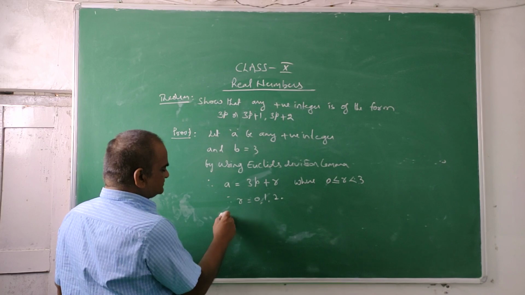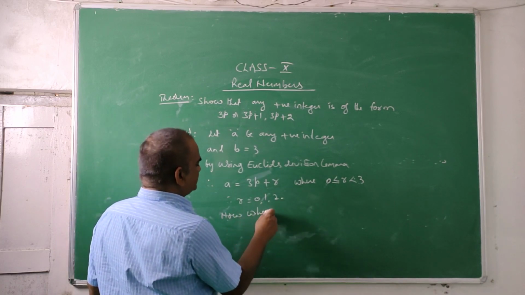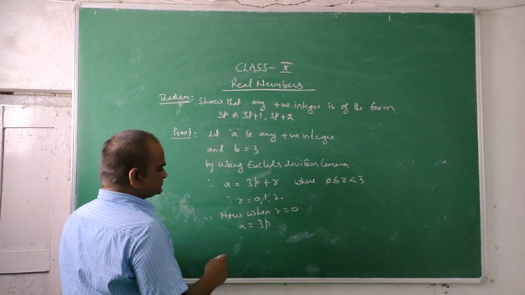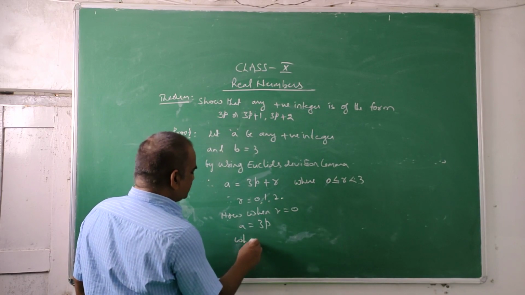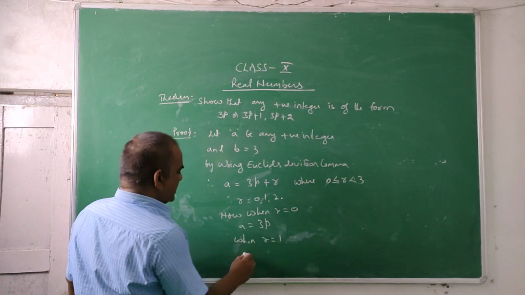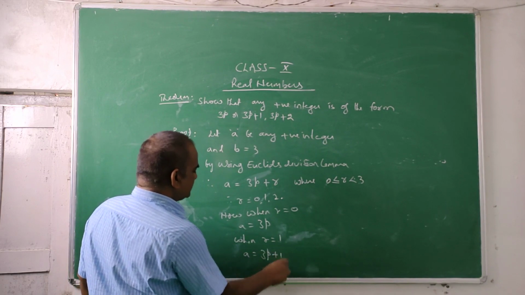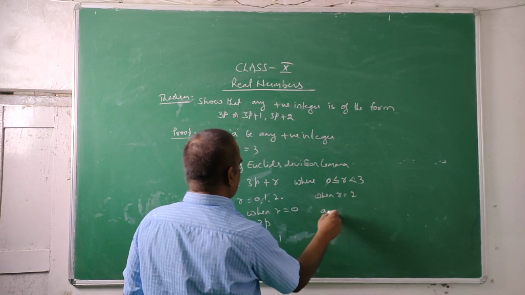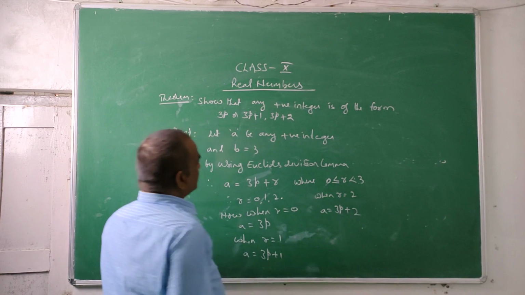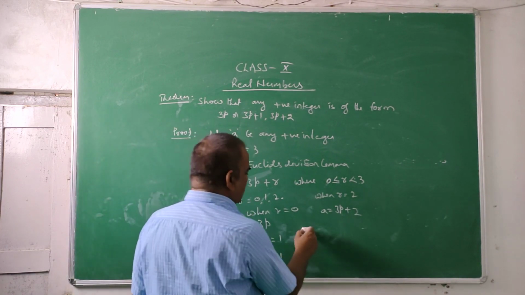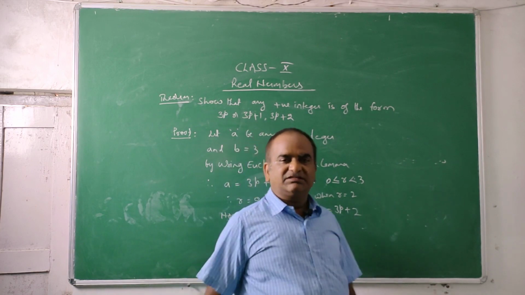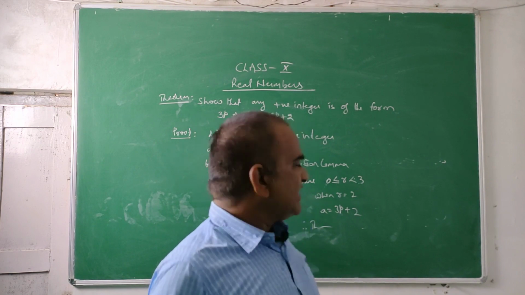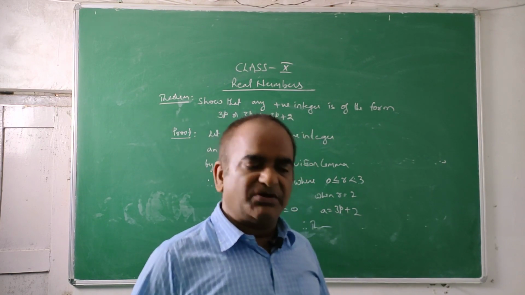So now when r is equal to 0, you get a is equal to 3p. Now when r is equal to 1, you get a is equal to 3p plus 1. And when r is equal to 2, you get a is equal to 3p plus 2. So that's it. Thus you can conclude that any positive integer is of the form 3p or 3p plus 1 or 3p plus 2. Did you understand?